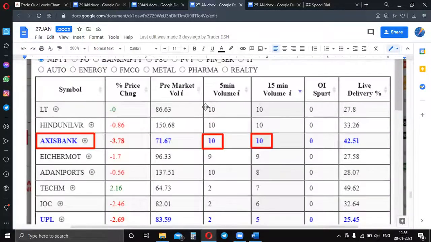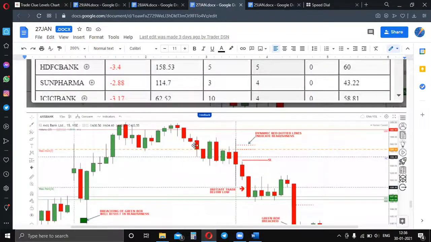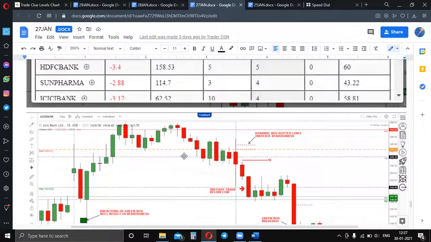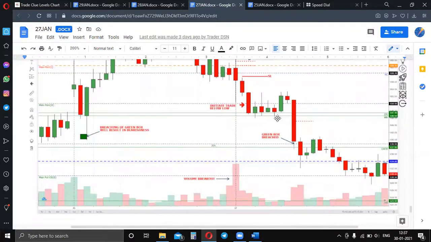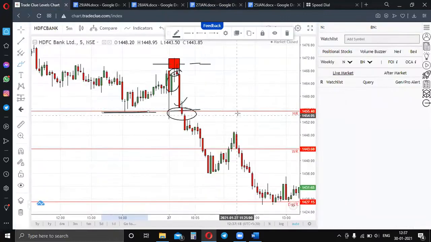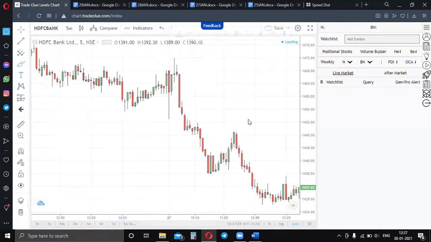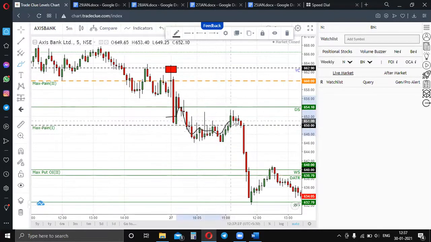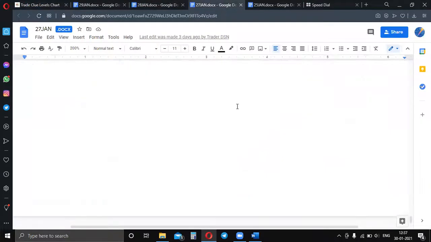So UPL we have seen, Axis Bank was there. On 27th, it started tumbling down, made a base formation, and then further fresh selling happened. Right? It was a continuation pattern that happened in Axis Bank. A very good rejection, started moving sideways, and further drop happened. Right? The stock was with huge volumes. So that was for the 27th.